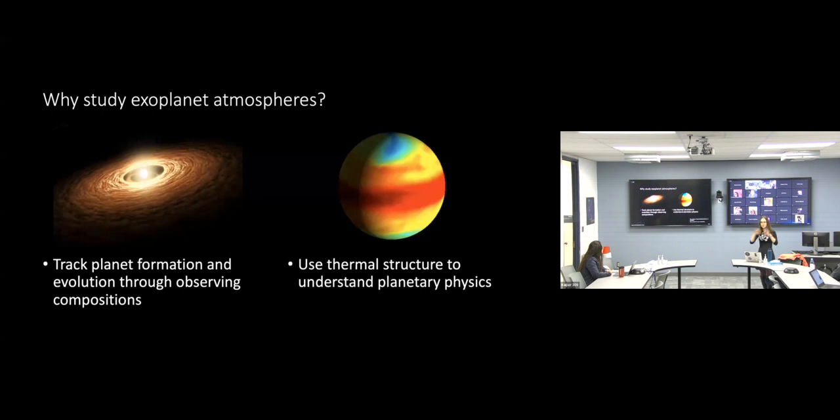A lot of people here are probably up to date with why exoplanet atmospheres are interesting and how we study them, but just in case anyone doesn't think about exoplanet stuff a lot, I'm interested in studying exoplanet atmospheres for two big reasons. The first is that we can use observations of their compositions to try and understand how these planets formed and evolved. And the second is that we can measure their thermal structures to understand a little more about how different physical processes operate in planetary atmospheres.